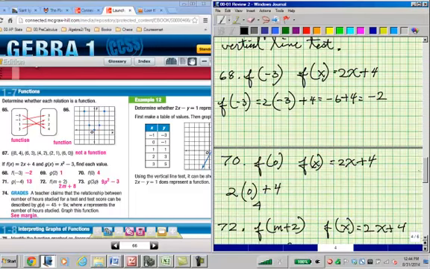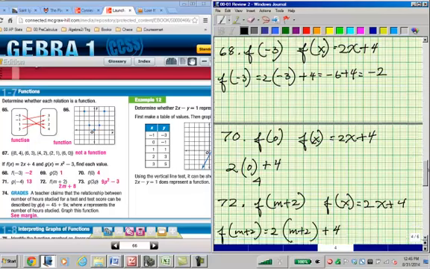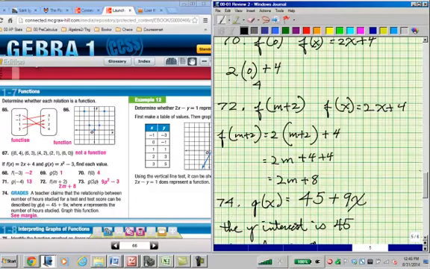If f of x equals 2x plus 4, find each value. Okay, f of negative 3. So f of negative 3 equals 2 times negative 3 plus 4, since f of x equals 2x plus 4. So that'll be negative 6 plus 4, negative 2. 72. f of m plus 2. Plug in the m plus 2 where x is. 2 times, open parenthesis, m plus 2, close parenthesis, plus 4. 2m plus 4 plus 4. 2m plus 8.